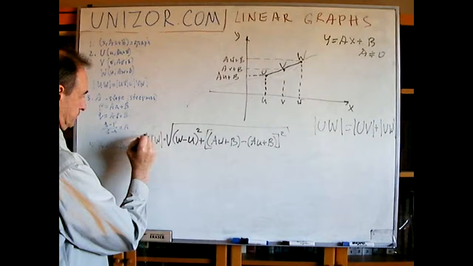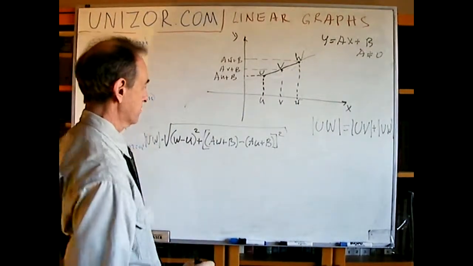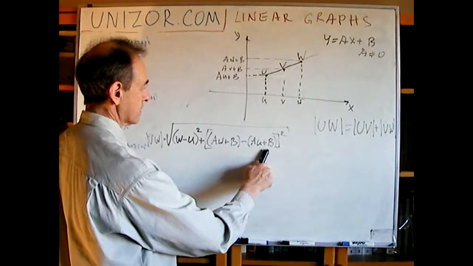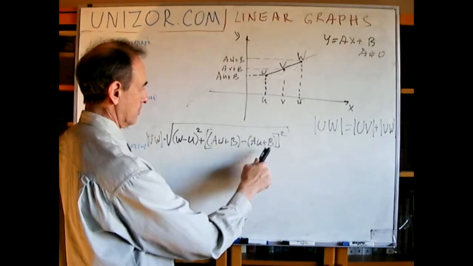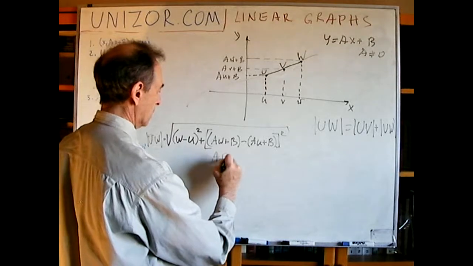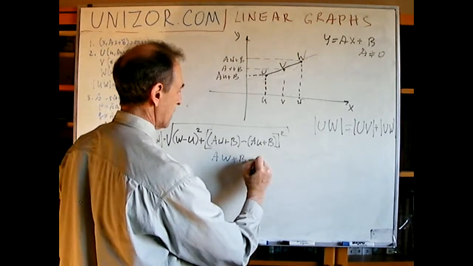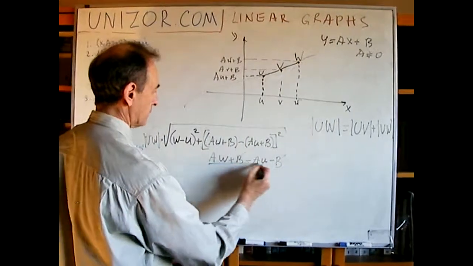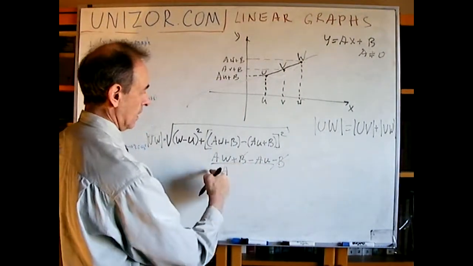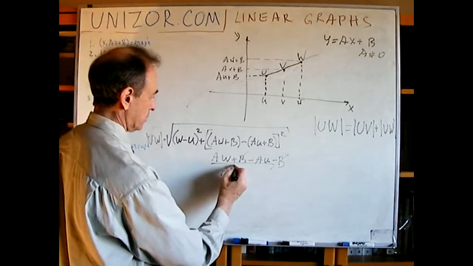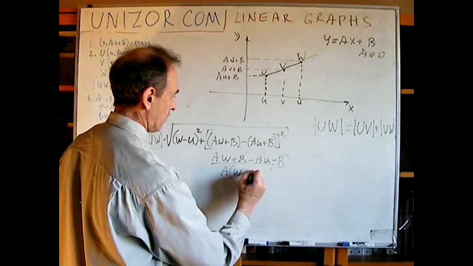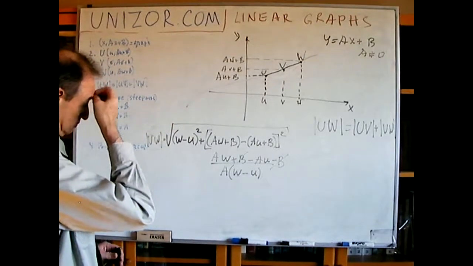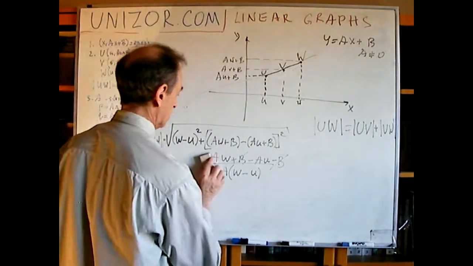Okay. Well, let's simplify this. Obviously, if you open these parentheses, you will have AW plus B minus AU minus B. So B will be reduced. So you have A, you can bracket it out, factor it out with the W minus U, right? So that's exactly what I will do.